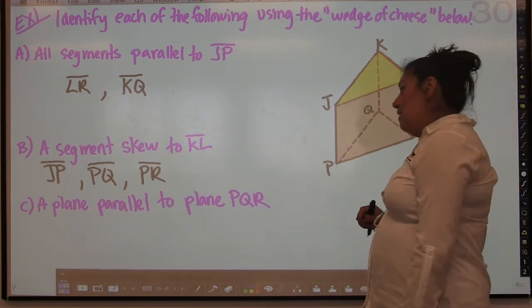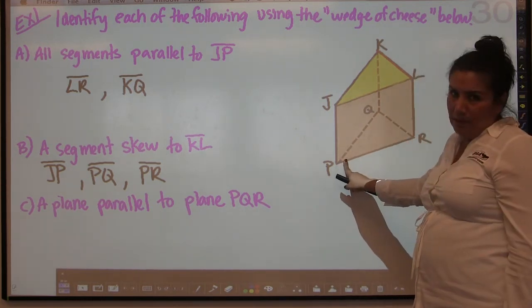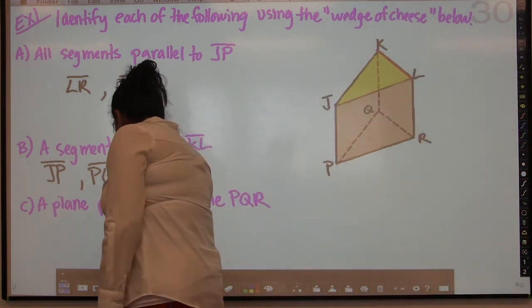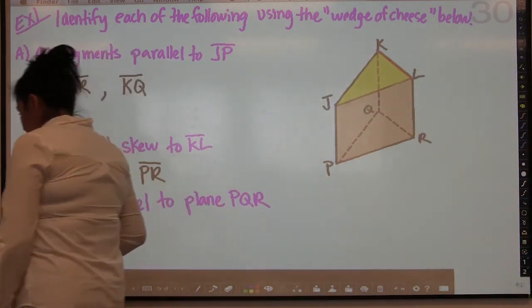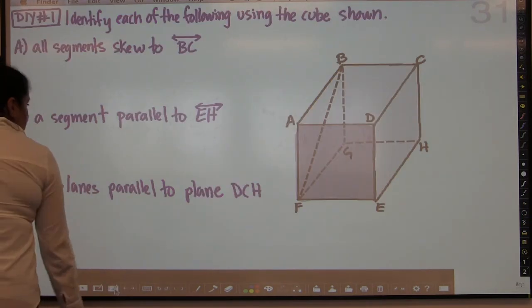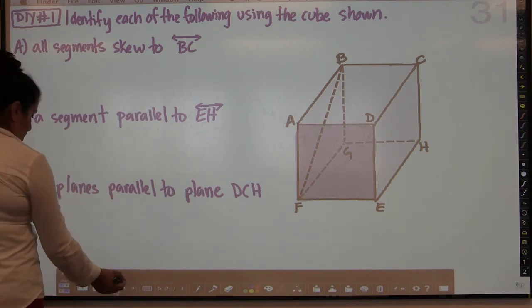And then a plane parallel to plane PQR. PQR is the bottom plane, so the only plane that's parallel to the bottom plane is the top plane, which is JKL. All right, so that takes care of this example. So now I have another diagram for you, and you can try identifying some of these segments as well based on this cube that I've drawn for you.